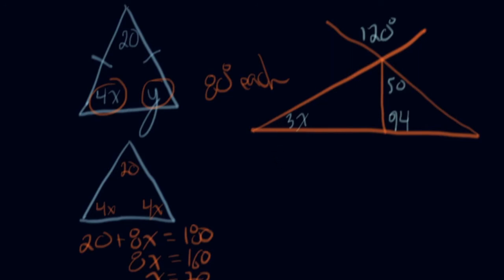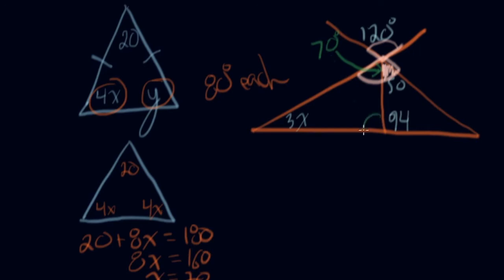Well, a couple of things. You want to look at vertically opposite angles. So you know that this entire thing is vertically opposite to this 120. So if this part here is going to be 50, then you would know that this part here would be 120 minus 50. So that would be 70 degrees. Okay, well that's exciting.